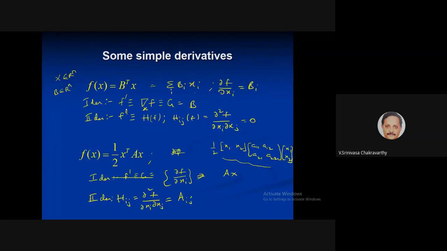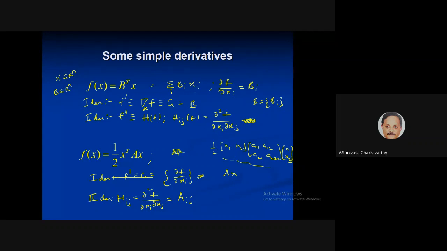That can be written with the gradient notation: del of f with respect to x is equal to the gradient, which is given by the vector b. Now the second derivative is the Hessian of f, given by H with elements hij equal to dou square f by dou xi dou xj. This is not just equal to 0; it's something more complicated than that.